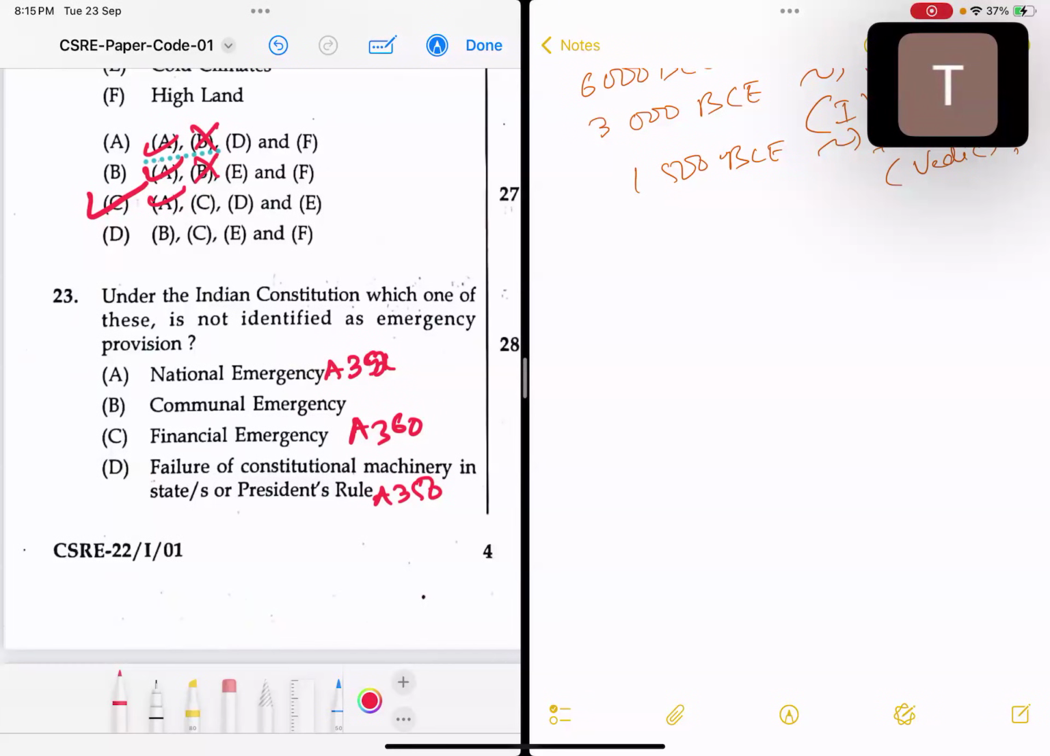So the only one which is not classified as an emergency is communal emergency. And you remember that when it comes to communal issues in India, they are generally dealt with by the government or the law enforcement agencies as a part of the law and order situation. So there's no such thing as a communal emergency.